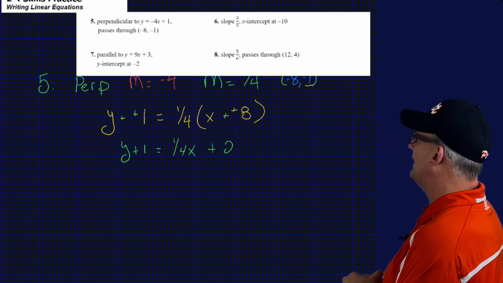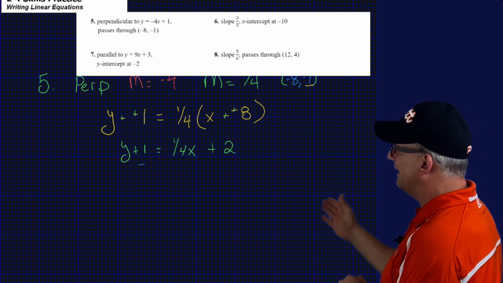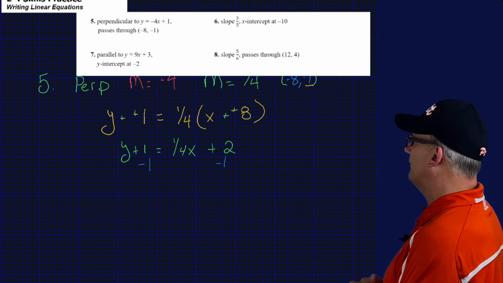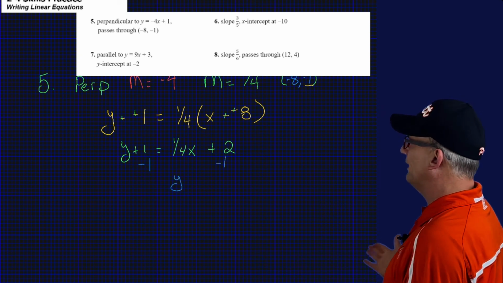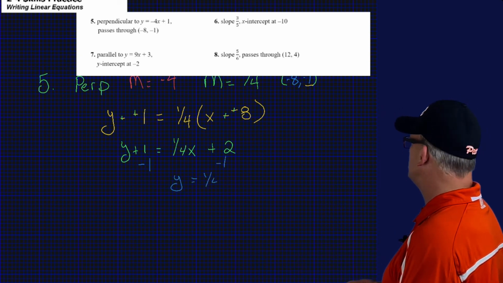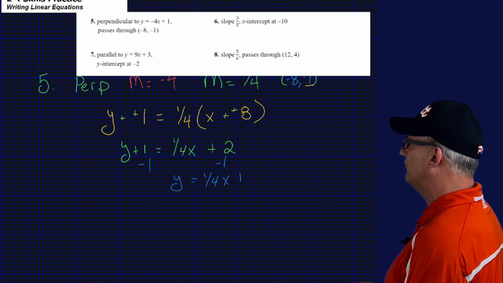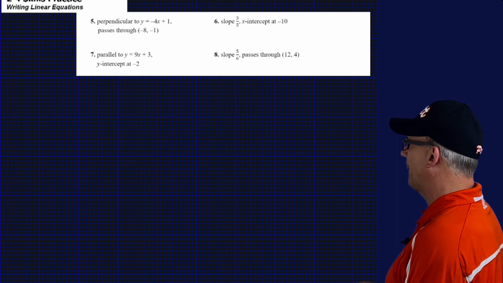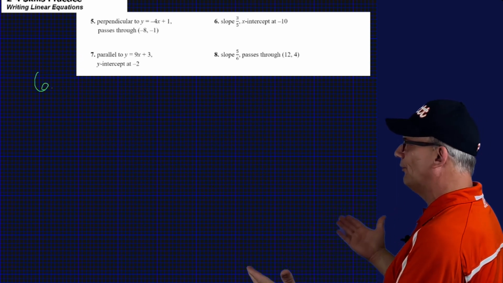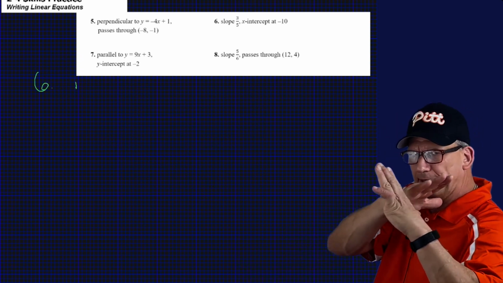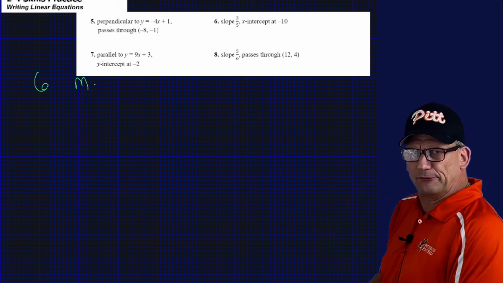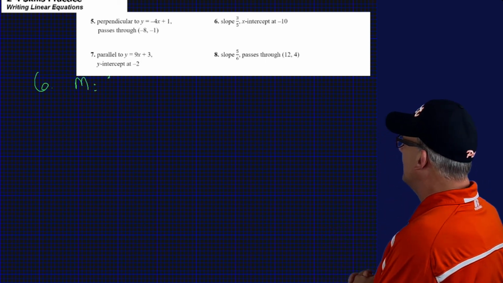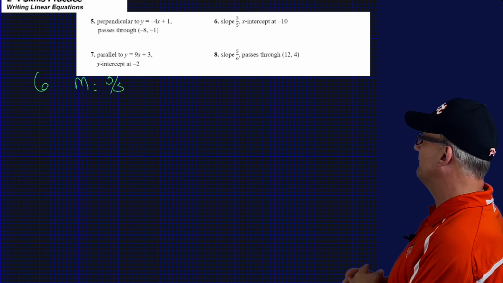So we got 1/4 x, and that ends up being a positive 8. 1 times 8 divided by 4 is 2. And all we have to do here in the end to get it in slope intercept form is subtract 1 from both sides. Y equals 1/4 x plus 1. That line, if we graph them both, would be perpendicular, meaning the 90-degree angles. Okay? All right, 6. So they're giving us the slope here.